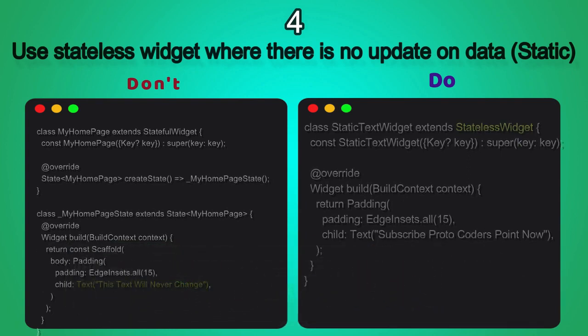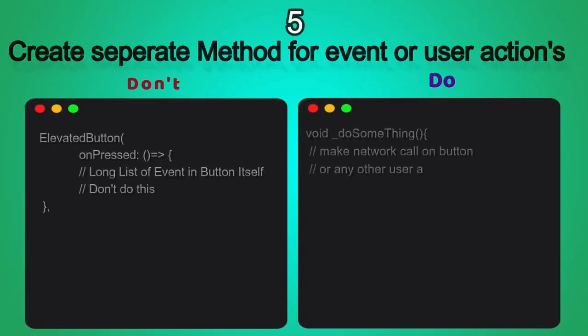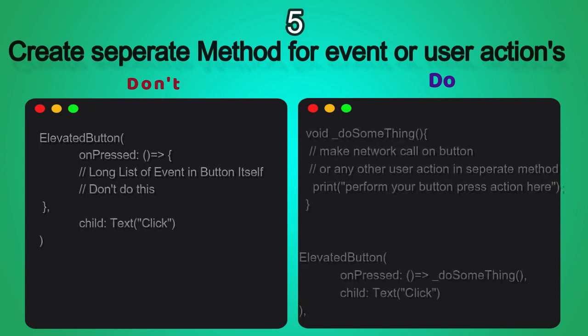So the last thing is, always use or create a separate method for each event of a user. For example, whenever a user presses a button, there should be a separate function to handle that user action.